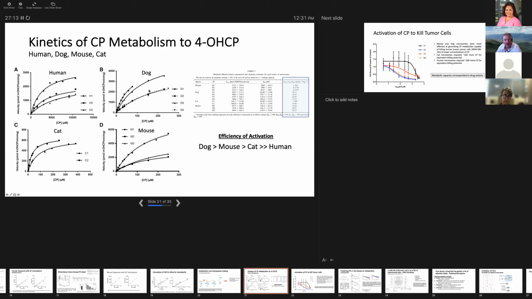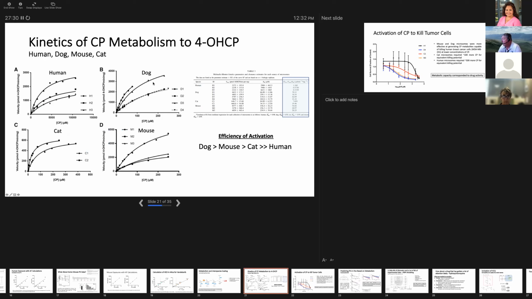The point is that you see this variability, and look at the human, look at the concentrations you have to use to get the same type of metabolism. You can get it in the dog at 1/100th that. And it turns out that the human is really, really inefficient at metabolizing cyclophosphamide, and dogs are really, really good.